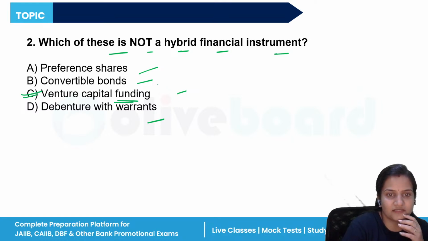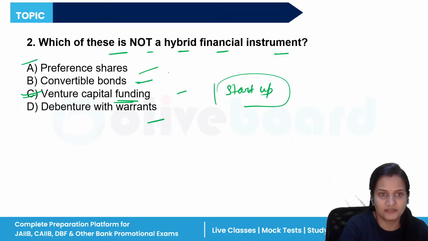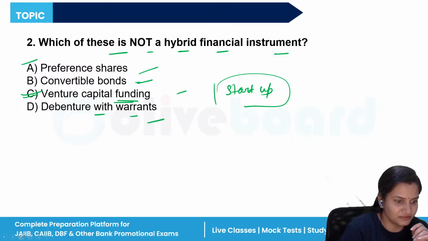The venture capitalists are those persons who provide the basic level funding, the seed level funding, to new startups. Clear? But preference shares, the bonds which can be converted into equity shares later, warrants, all these are hybrid financial instruments, whereas option C is not a hybrid financial instrument. Therefore, it will be the answer. Clear?